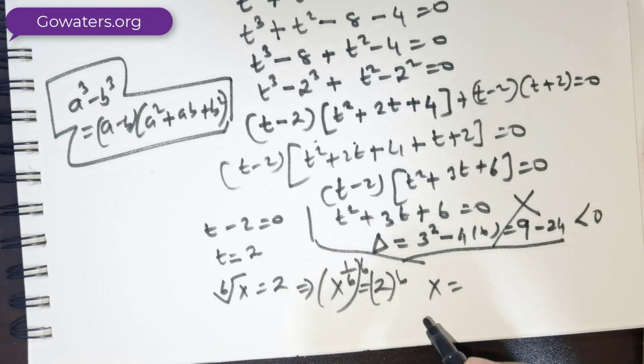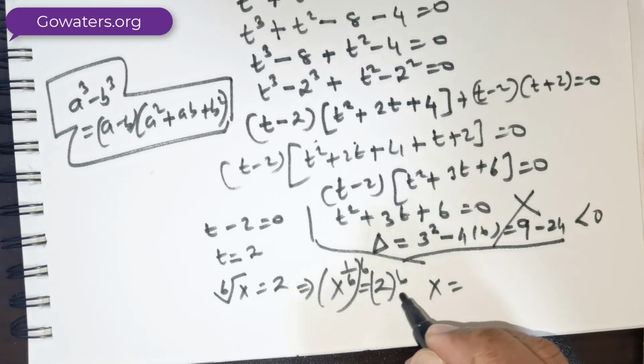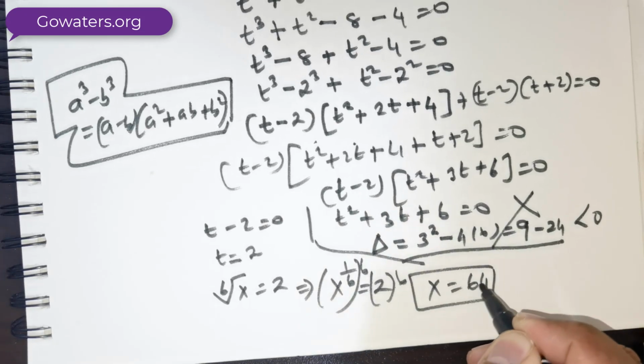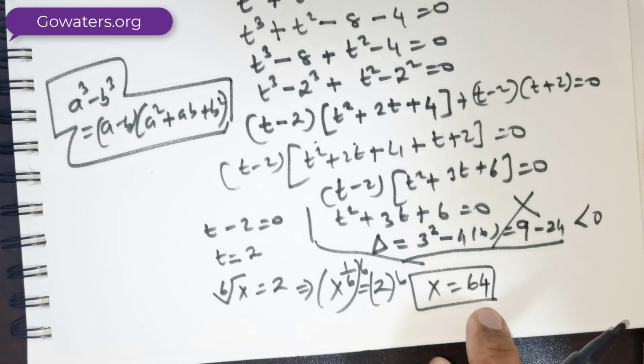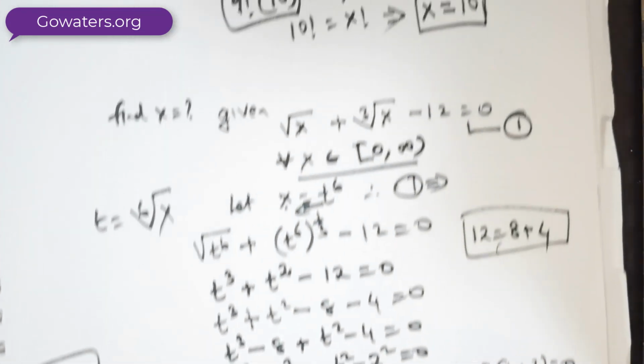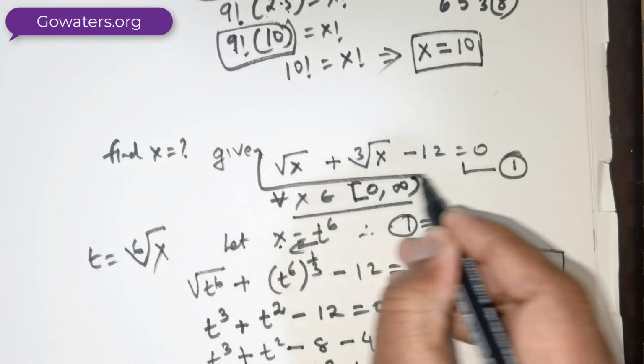Now, what is 2 raised to the power of 6? 2 raised to the power of 5 is 32, times 2. That's going to be 64. So this is the solution that satisfies this equation, in other words, this is the value of x that satisfies this equation.